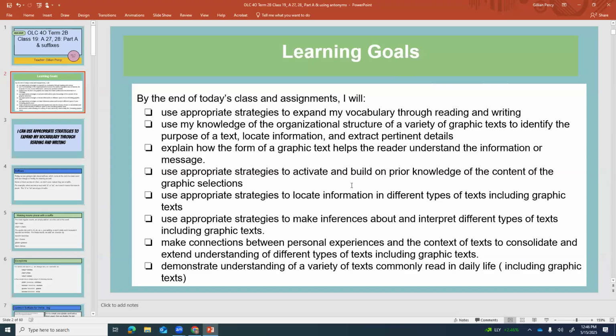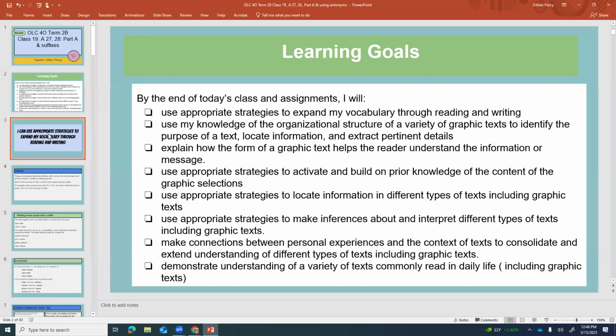Use appropriate strategies to locate information in different types of texts, including graphic texts, and use appropriate strategies to make inferences about and interpret different types of texts, including graphic texts. Make connections between personal experiences and the context of texts to consolidate and extend understanding of different types of texts, including graphic texts. And then demonstrate understanding of a variety of texts commonly read in daily life. That's a lot to cover, but I'm sure we'll be able to do it.